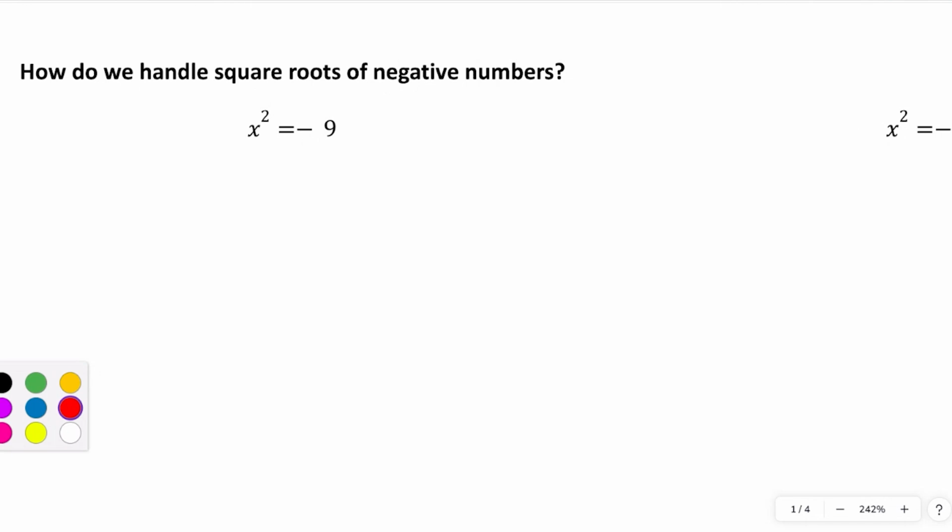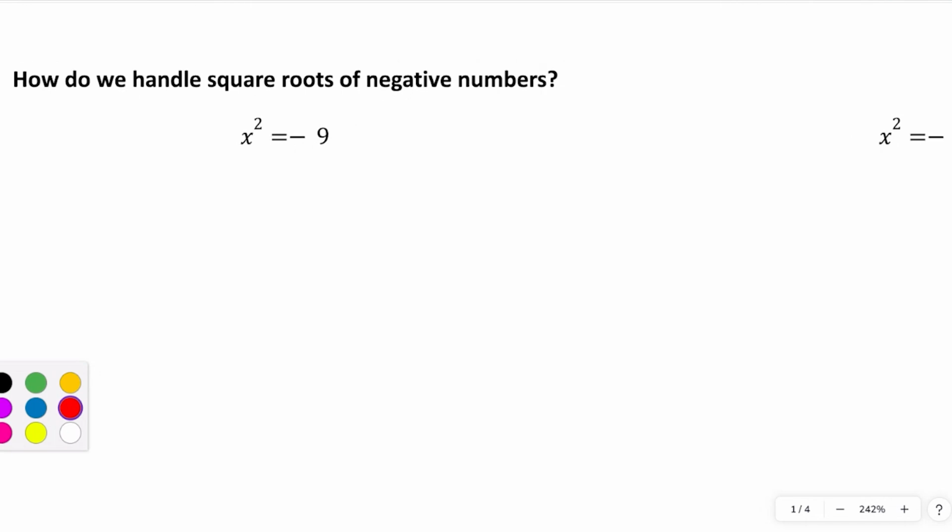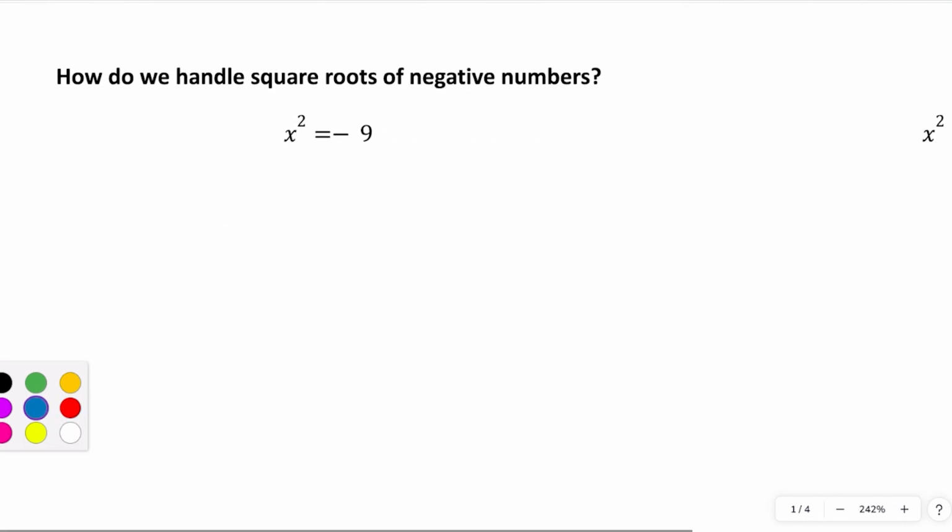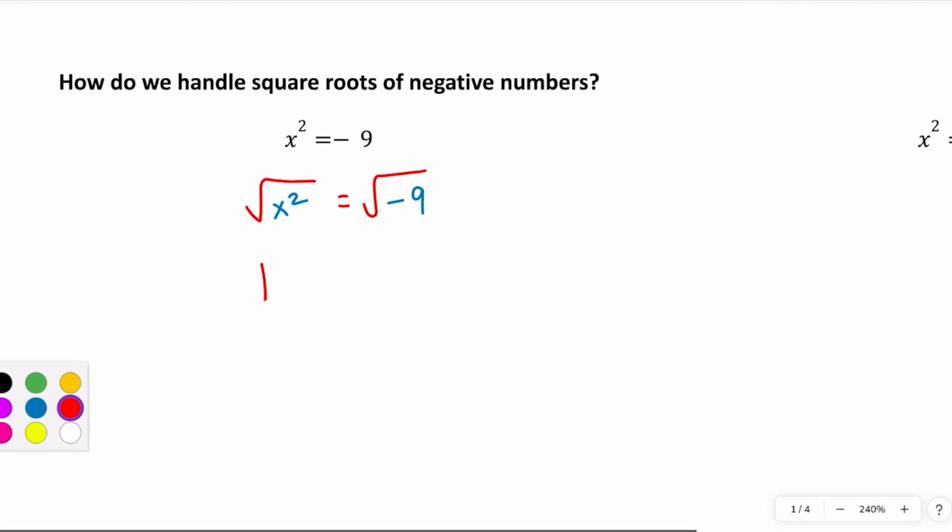Now, we would solve this just like we did the one before, right? Take the square root of both sides. So take the square root of x squared and the square root of negative 9. The square root of x squared is still the absolute value of x. But the real question is, what's the square root of negative 9?